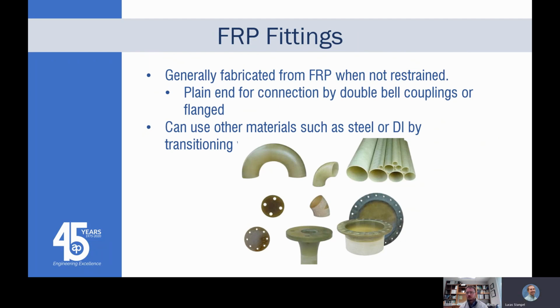FRP, I think we already touched on that some. Generally, it comes in plain-end pipe, fittings, and stuff, and you use the double bell couplings to connect them, but then you can also get flanged, and they are fabricated out of the FRP. You can transition to other materials, either using a double bell coupling or a flange, which are the main two ways to transition. Probably not a lot to go over there. Perfect.